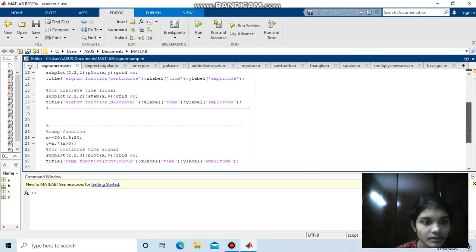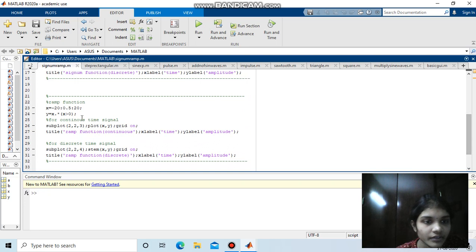And let us see the ramp function. For x less than 0, it is 0. So I took y is equal to x product x greater than 0. For x greater than 0, it is 1 multiplied by x, that is x. And for x less than 0 it is 0.